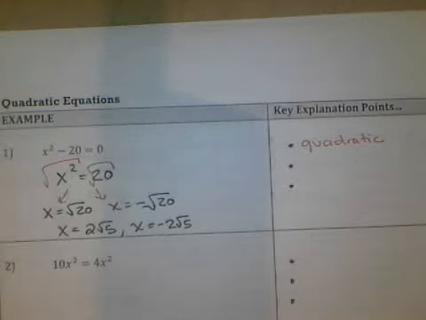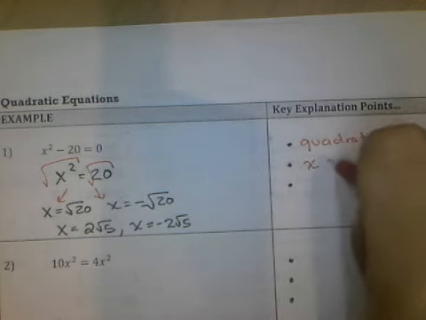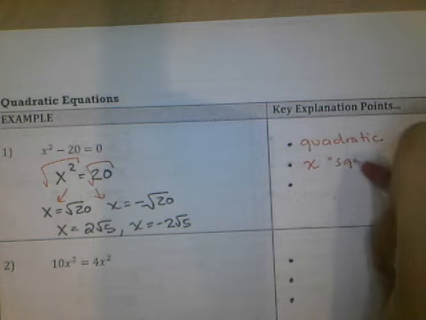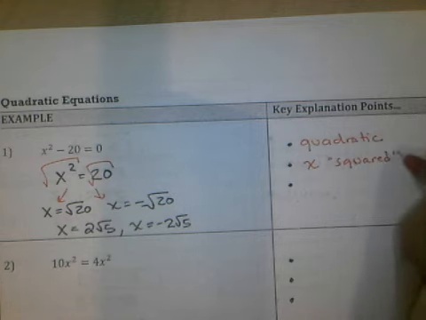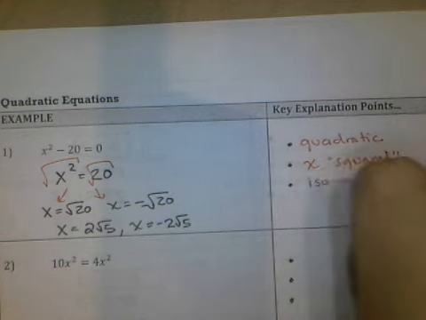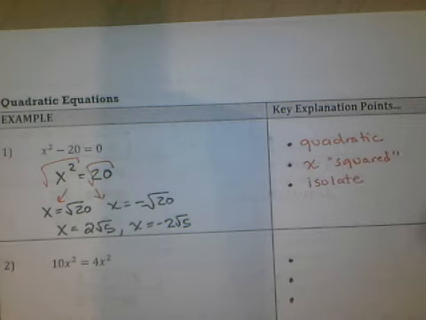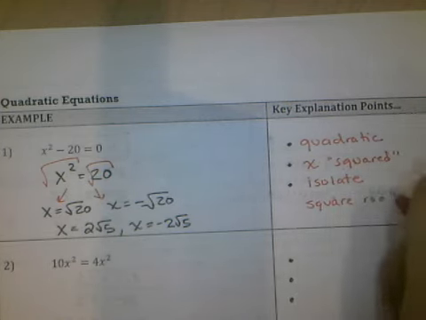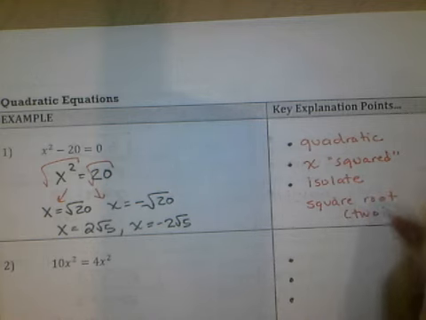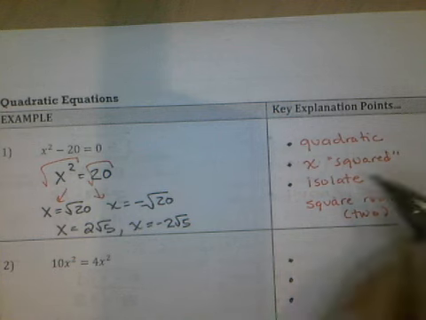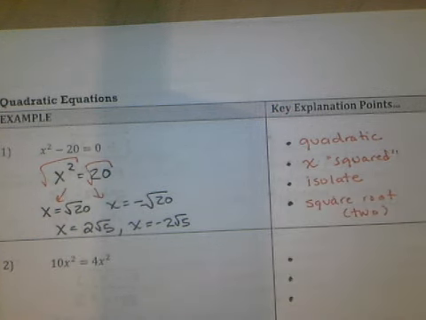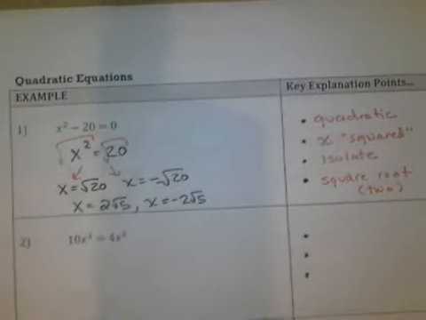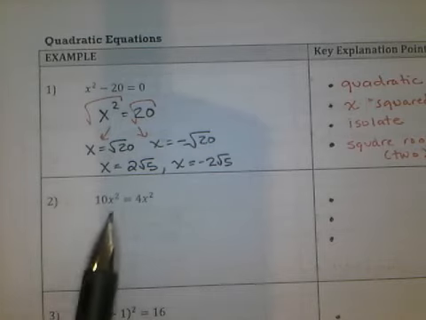Some important vocab words that I would have used is probably quadratic. Of course, quadratic means that x is squared. You might want to talk about isolating the x squared. And then, of course, you would use the word square root. And you would introduce the concept that there are almost always two solutions when you take a square root of a number.